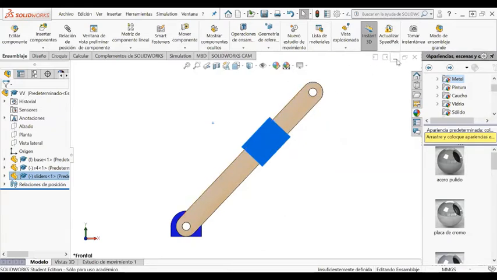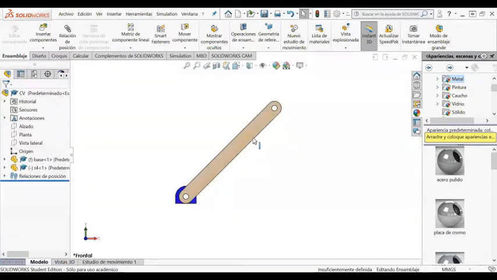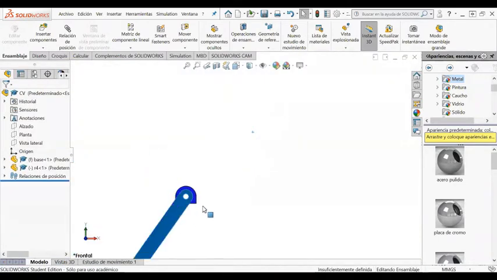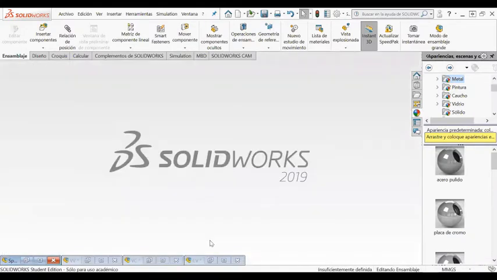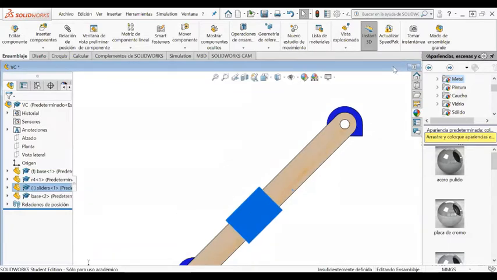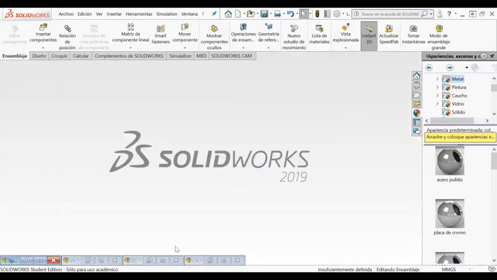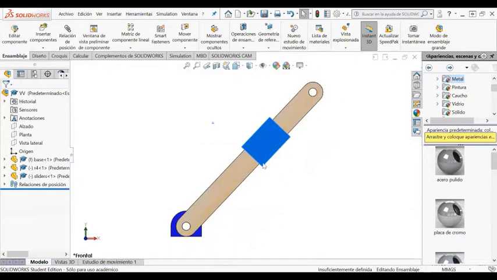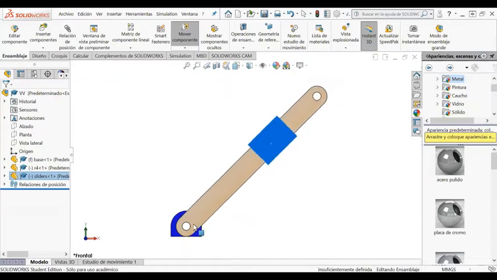Let's see all of them again, one last time. Let's go to the first one. Type of movement allowed. Second one. Type of movement allowed. And finally, whoops. Type of movement allowed. Got it?